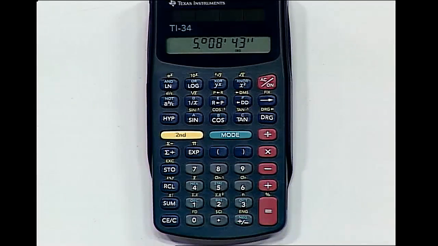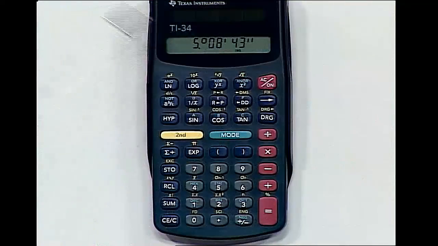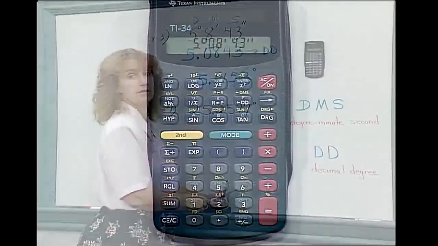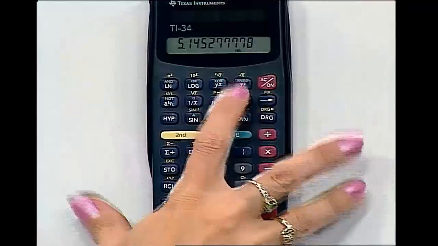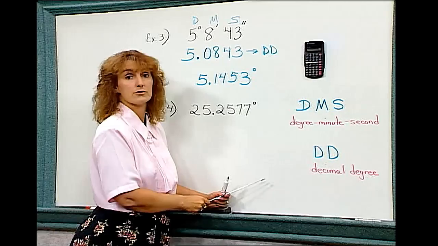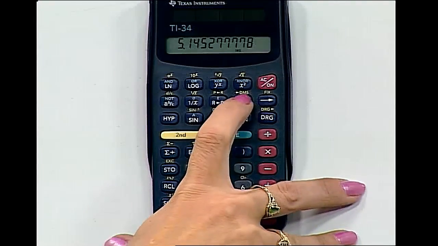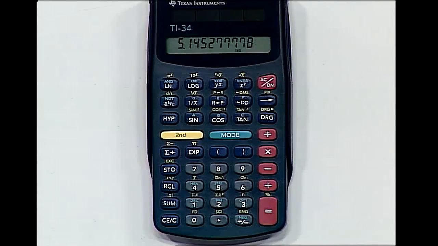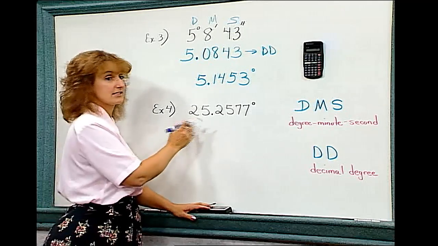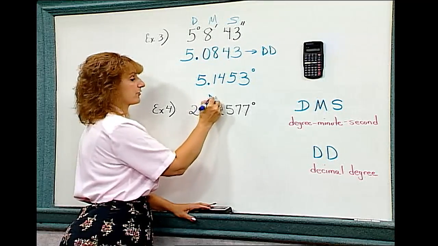DD again and make sure it takes us back to where we started. 5 degrees, 8 minutes, 43 seconds. You can continue to go back and forth just by hitting the decimal degree button again. So there's always a way to check your work by using the decimal degree or the degree, minute, second part of that button. Let's look at our second example where we start with a decimal degree.